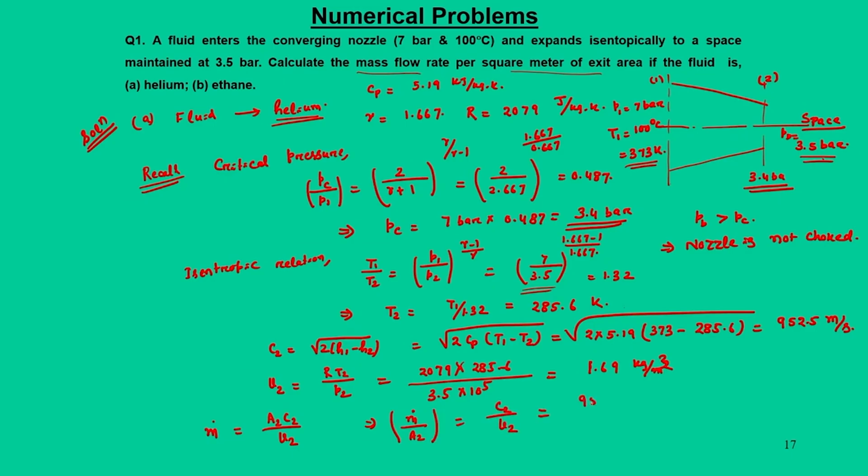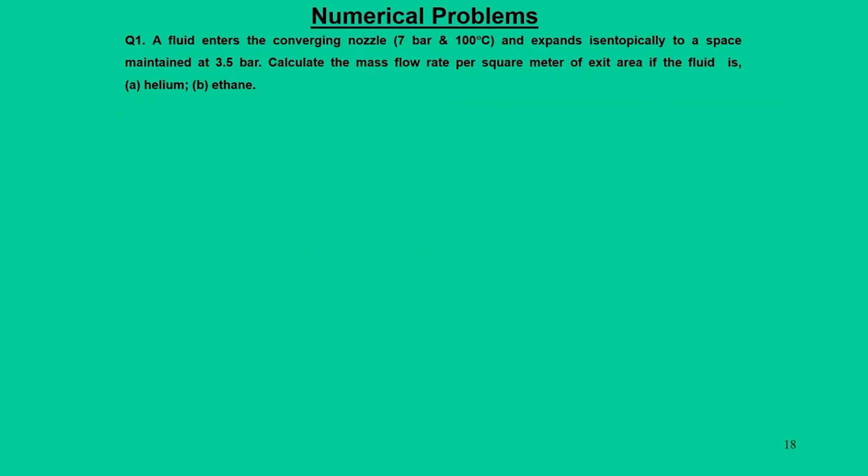C2 is 952.5 divided by 1.69. So, this is 563.6 kg per second per meter square. So, this is what we get when the gas is helium. So, we understood that for helium gas the nozzle flow condition was not choked. Now, let us see what happens when it is ethane.